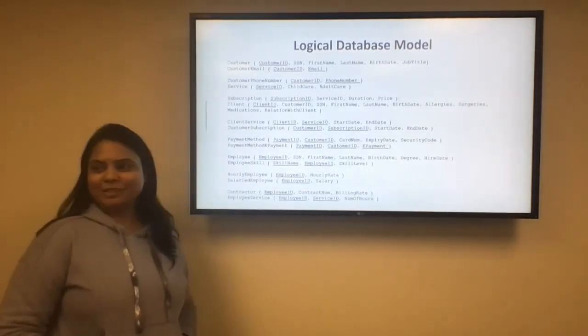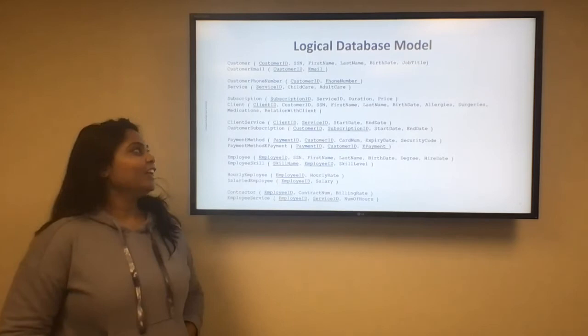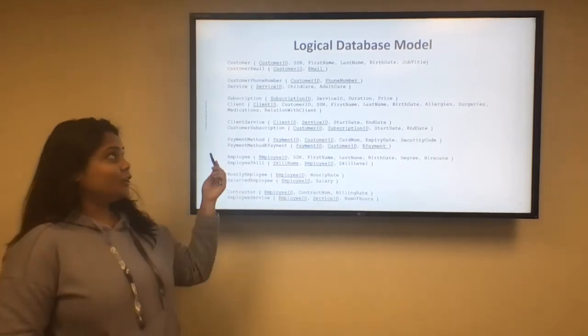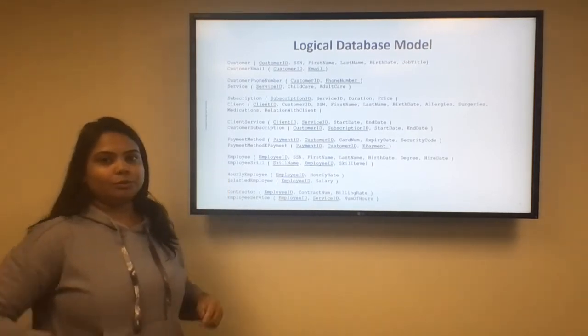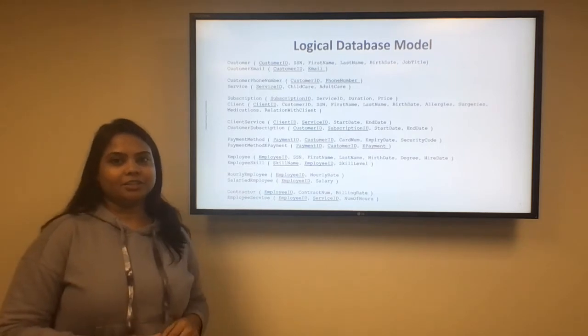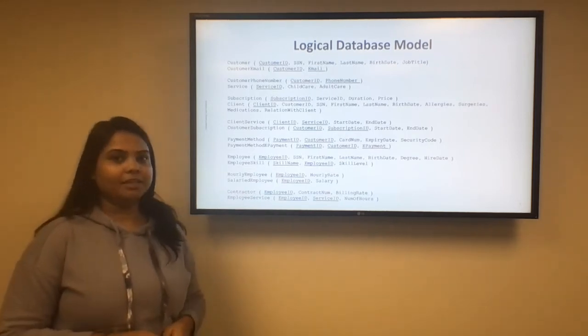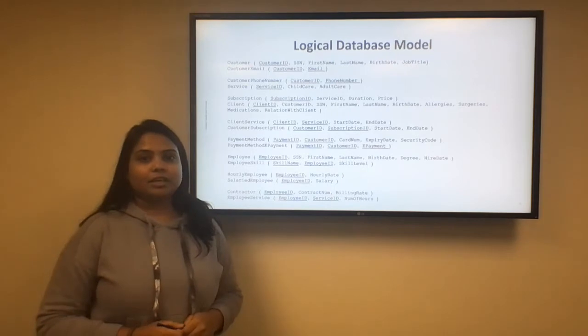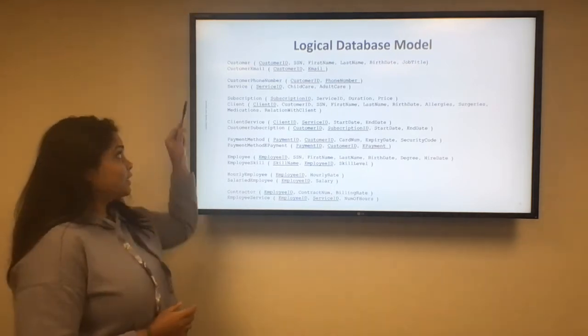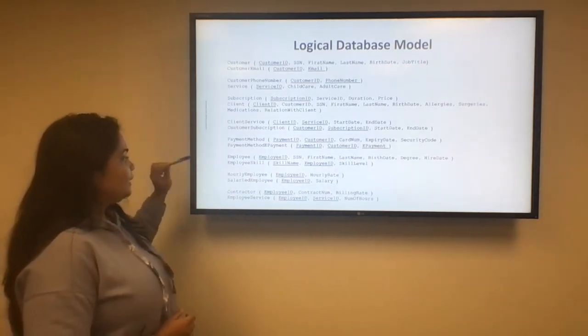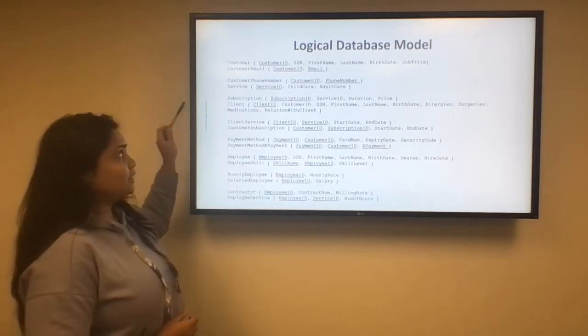Thank you, Samrat. That was indeed a very detailed explanation. So now this is the logical database model, or the pseudocode, which we came up with from the entity relationship diagram which Samrat has explained. Mainly we are focusing on 4 tables: one is the customer table, another is the client table, the employee table, and the service table.